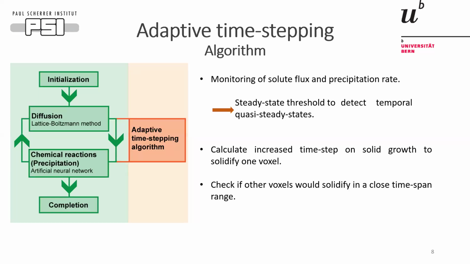Yeah, and it's also checked if other voxels would solidify in a close time span, and if so, then the adaptive time step is slightly increased more, which is important for large geometries consisting of millions or billions of voxels to prevent the necessity of having an enormous amount of acceleration steps. Because without this part, it would only solidify 1 voxel per acceleration step, which can lead to millions of acceleration steps required to complete the simulation.